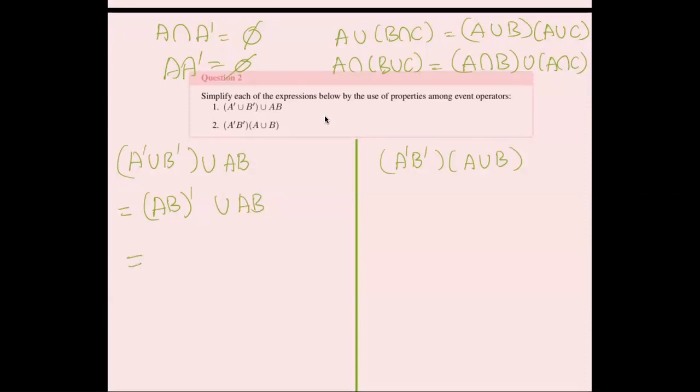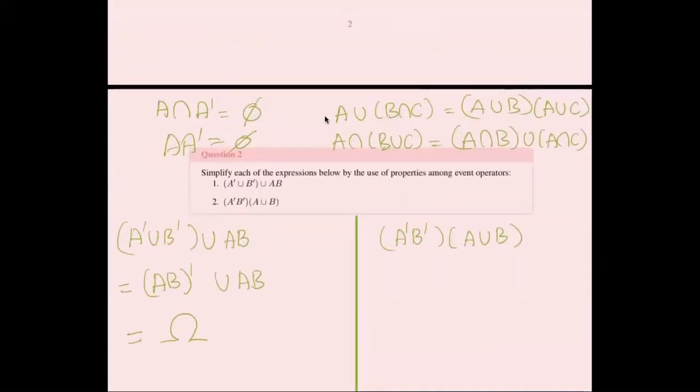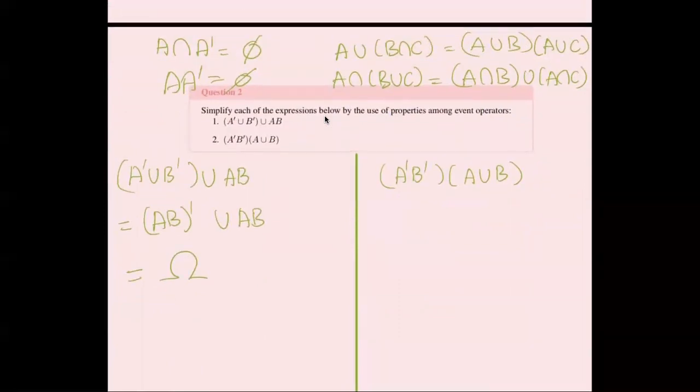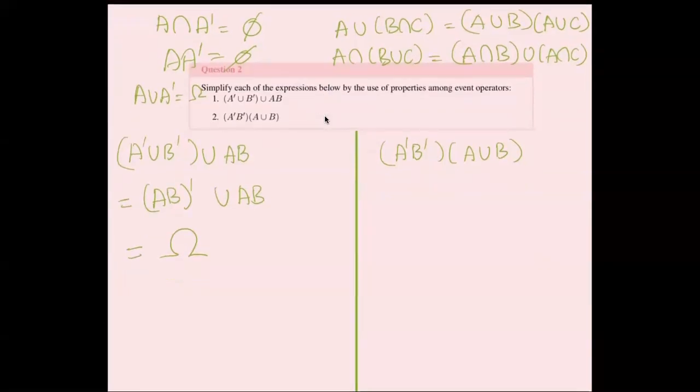Yeah, it's union. So what should it give you if it is union? Yes, it should give you the whole sample space. Be careful. The intersection gives you the empty set, but the union will give you the whole sample space. What about 2? What do you get?